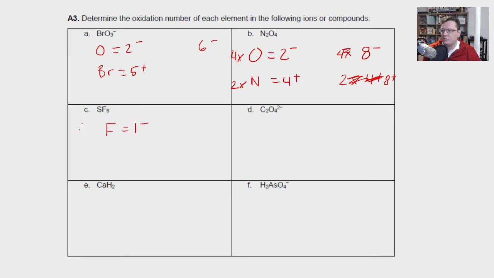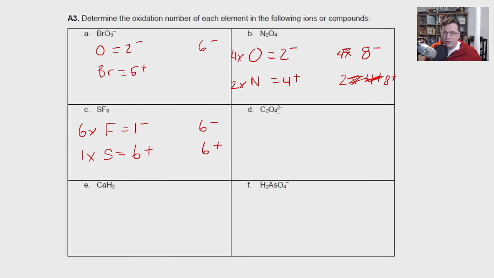In that case, there's 6 of those, so we're going to have a total of 6- charge. Overall, this is neutral, and we only have 1 sulfur. So to neutralize everything out, you're going to have 6+ there. That means it has to be 6+ for the sulfur, and that's what that charge is right there.